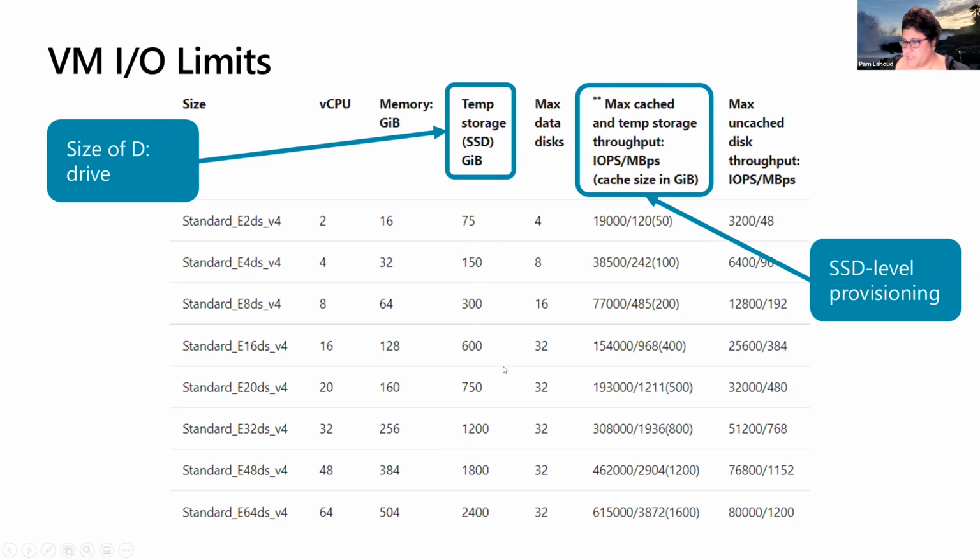And this is one of the reasons why we like the Edsv4 series, because they have relatively large local drives and they have very high IOPS and throughput against the local drive. So this is a great choice for IO intensive workloads. It's also part of our memory optimized series, which means it's got a decent amount of memory as well. Okay.